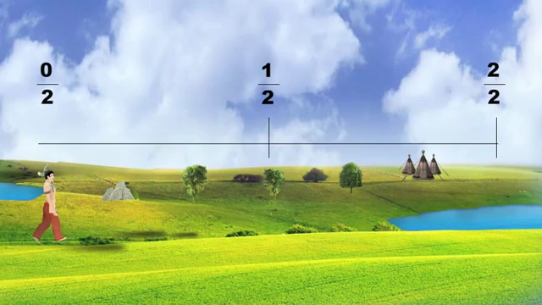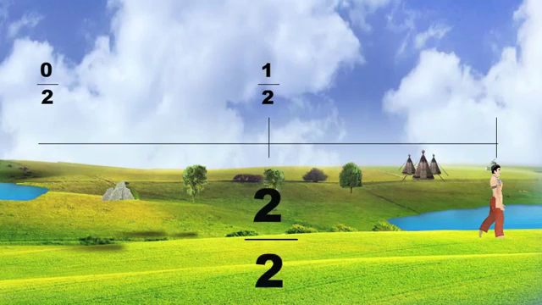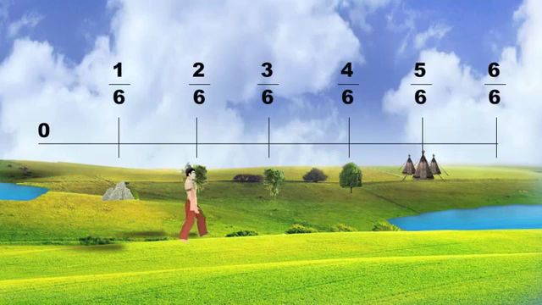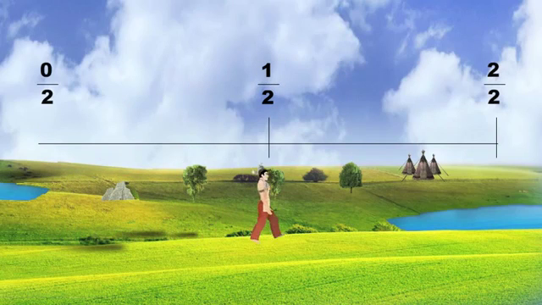At the beginning, you are at 0 halves. In the middle, you are at 1 half. At the end, you've gone 2 halves, or 1 whole. Did you notice something here? When you've walked 3 out of 6 days on the trail, or when you've walked 1 out of 2 halves on the trail, you're at the same spot.